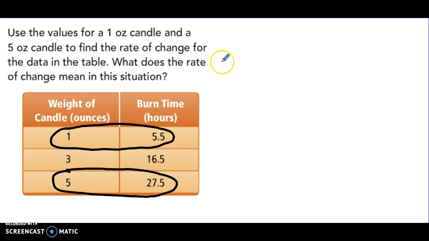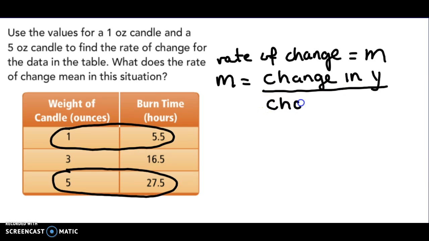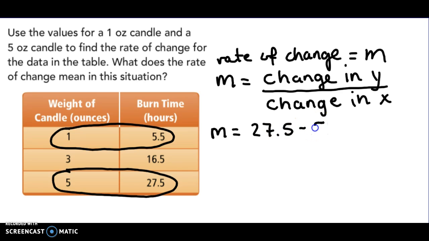So we're going to find the rate of change, which again is going to be our m value. So the rate of change, m equals the change in y, this is also in your spiral notebook, over the change in x. So in our case, the change in y would be 27.5 minus 5.5. Here, the weight of the candle is our x value, the burning of the candle is the y value. So change in y over the change in x, which would be 5 minus 1.